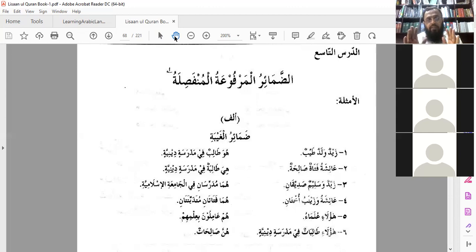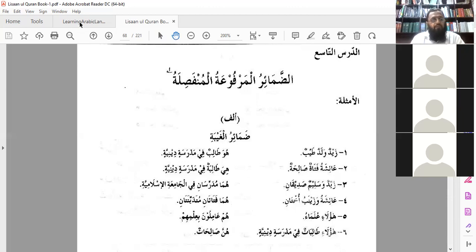So there are 14 in total. I go through them again. Huwa, huma, hum: al-mudhakkar al-ghaib. Hiya, huma, hunna: al-muannath al-ghaib. Anta, antuma, antum: al-mudhakkar al-hadir. Anti, antuma, antunna: al-muannath al-hadir. Ana, nahnu: mutakallim. That is 14. You have to remember all of them. Try to remember them. So these were the words.